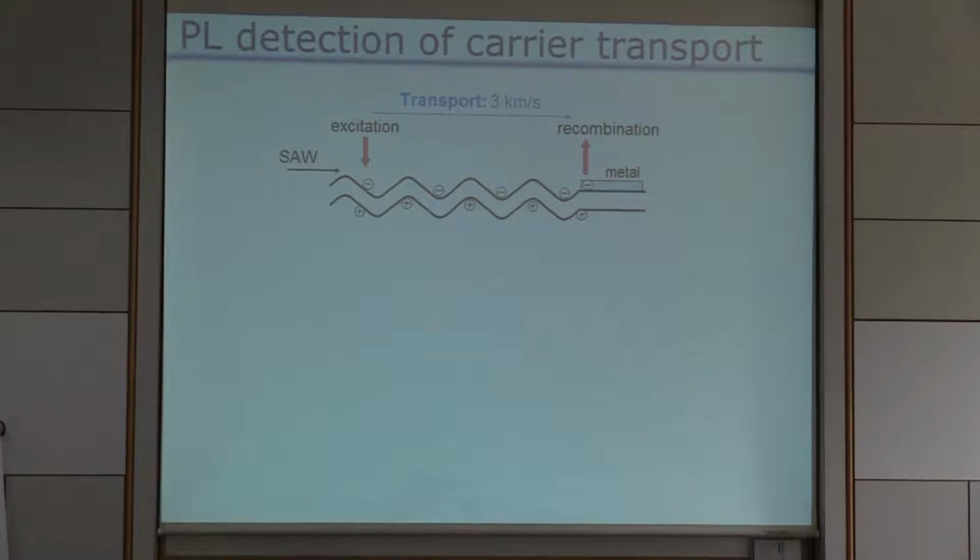To confirm the electron-hole pairs are transported, we can use photoluminescence. We can excite at some point here and generate the electron-hole pairs. These electron-hole pairs are separated by the external piezoelectric field, and they are transported in this direction. At this region, we form a semi-transparent metal. This metal partially screens the piezoelectric field, and it increases the chance to recombine the electron-hole pairs, and we can detect the photoluminescence.